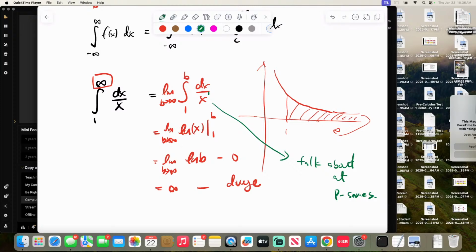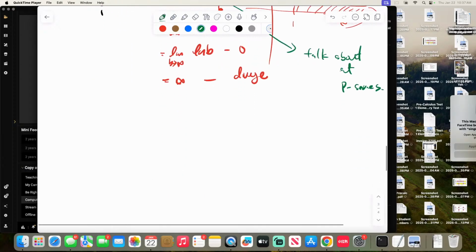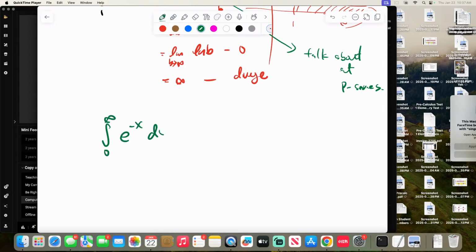What is a p-series? P-series is different: when p is greater than 1, then it's going to converge. Okay, so I want you to do this one: the integral from 0 to infinity of e to the negative x dx. Very simple integral, nothing crazy.